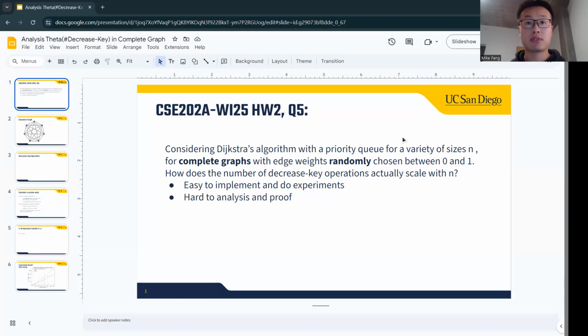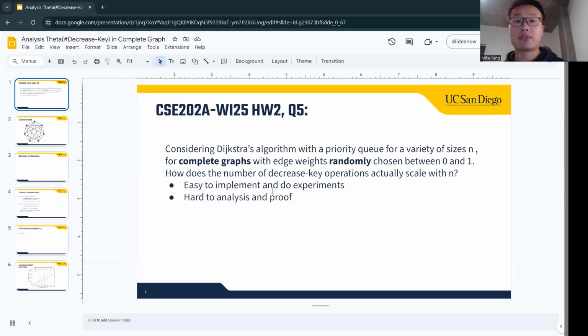Today I'm going to pretend I am the TA for one of the courses I'm taking this term, and let's discuss question 5 of homework 2. The question is: considering Dijkstra's algorithm with a priority queue for a variety of size n for a complete graph with edge weights randomly chosen between 0 and 1, how does the number of decrease key operations actually scale with n?